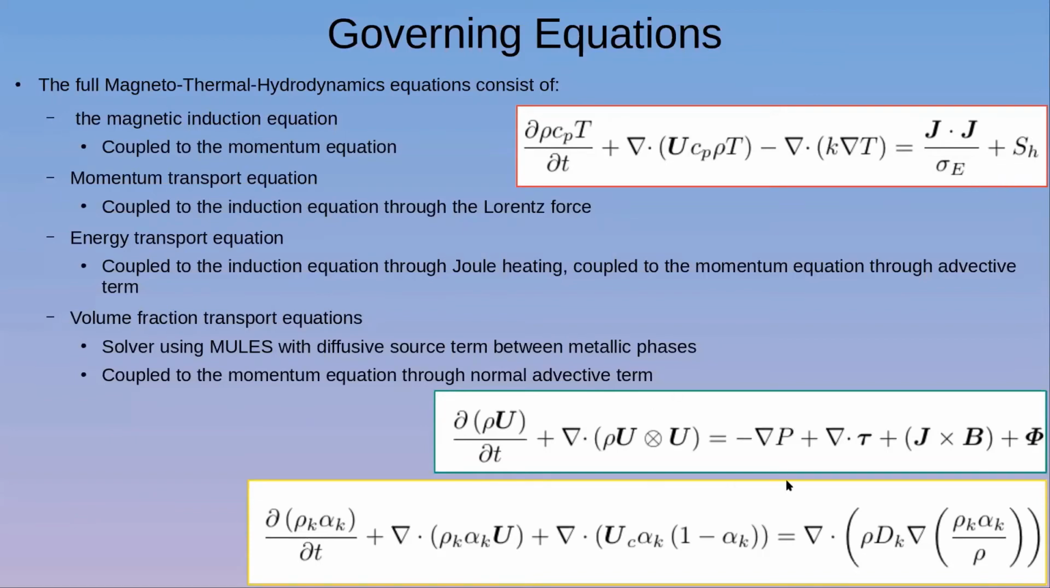We also want to solve this momentum transport equation, which should obviously be really familiar to everyone here. The key thing is we've got this Lorentz force that couples the magnetic field to the momentum equation. And then we also have the species transport equation for the kth phase species, the volume fraction transport equation. I made a mistake in my abstract; I called it mass fraction, but obviously it's volume fraction.